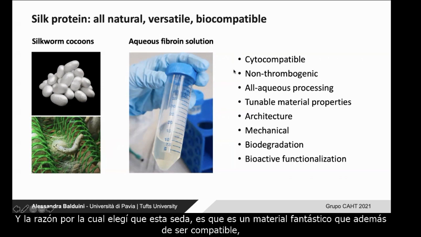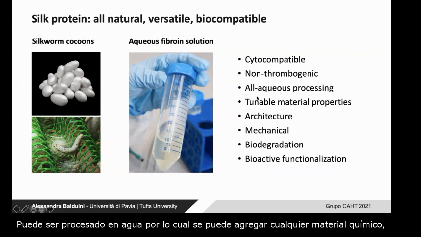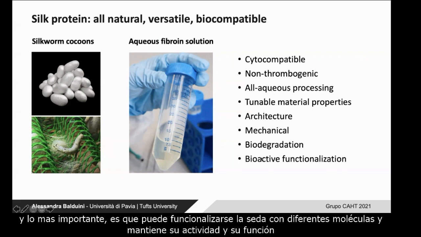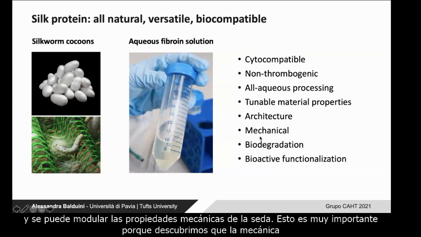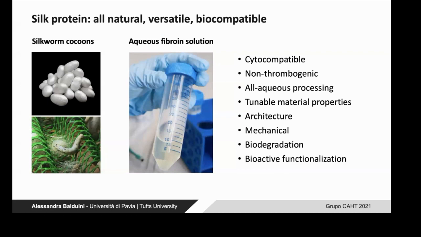The reason why I chose silk is that it's really a fantastic biomaterial that is cytocompatible. We demonstrated that it's not thrombogenic, and this is the most important feature, because we don't want to produce activated platelets. It can be processed in water, so you don't have to add any chemical to it. And most importantly, you can functionalize the silk with different molecules, and it keeps their activity and maintains their function, and you can tune the mechanical properties of the silk. This is very important because we discovered that the mechanics, the elasticity and the stiffness of the bone marrow, is an important regulator of platelet production and hematopoiesis in general.